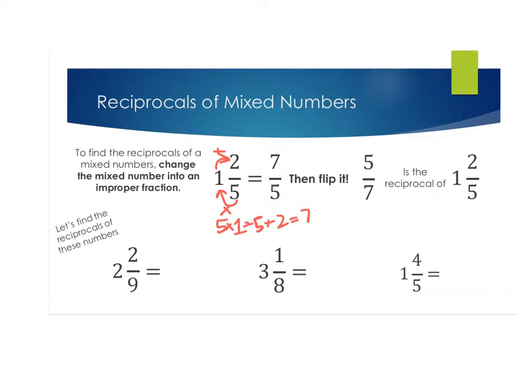So we have 2 2/9. First thing you have to do, remember, is we have to make it an improper fraction. So let me draw my arrows. Multiplication, addition. So I have 9 times 2 equals 18. Then I'm going to add that 2, that's my numerator, which equals 20. So 20 is my new numerator. My denominator stays the same, so it's 9. But am I done yet? No, I have to then flip it. So my reciprocal is actually going to be 9 over 20.